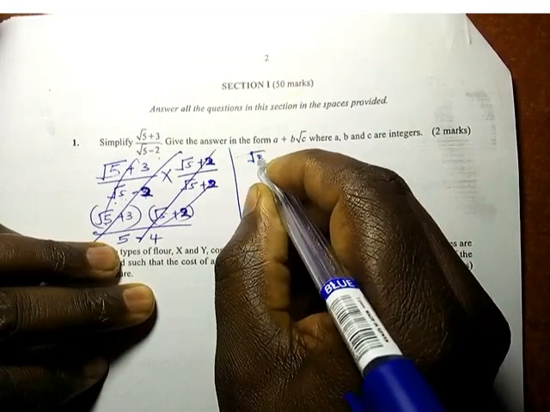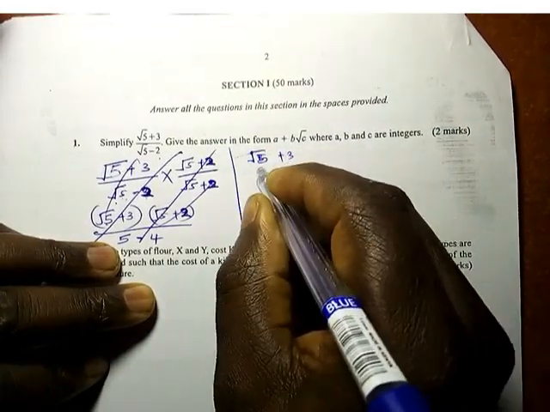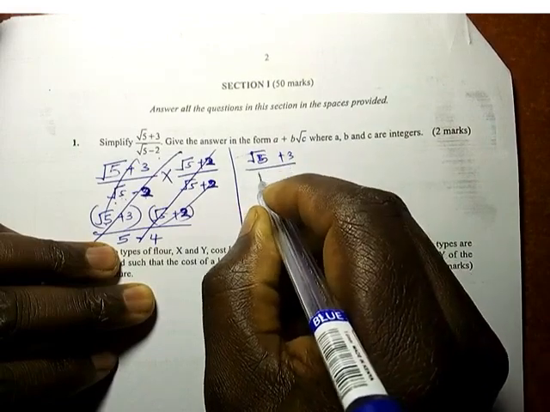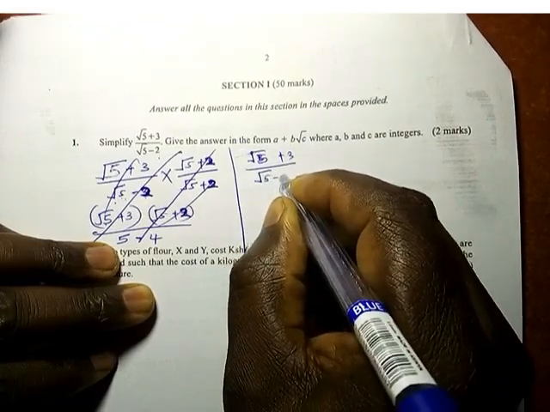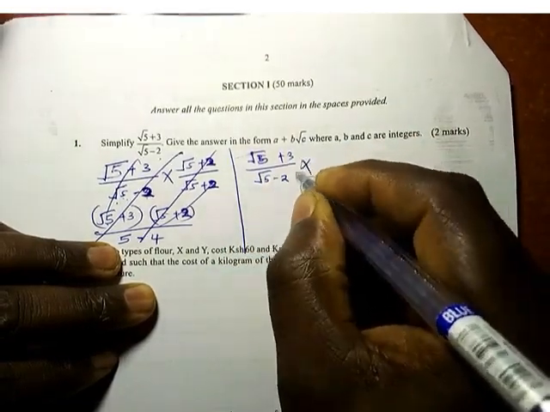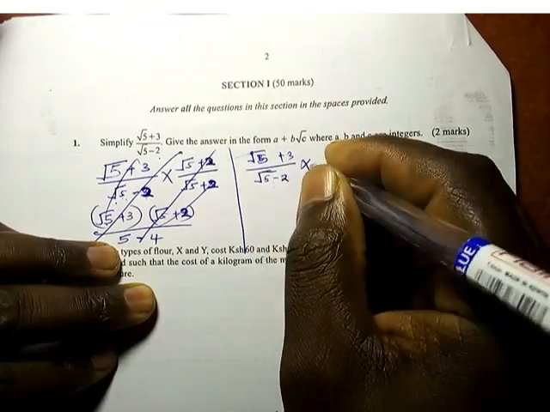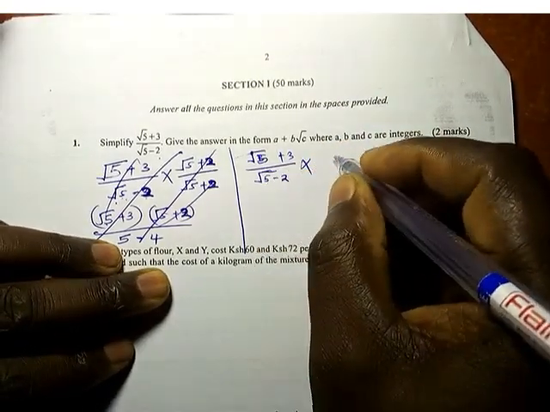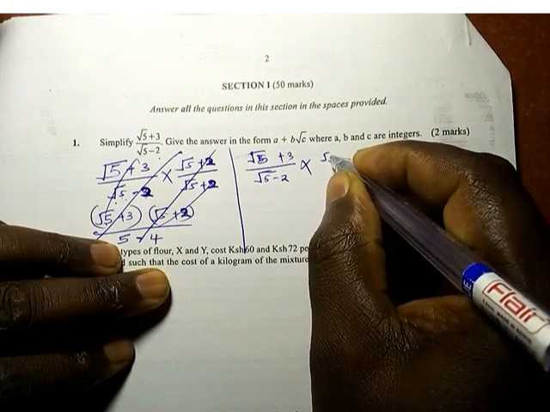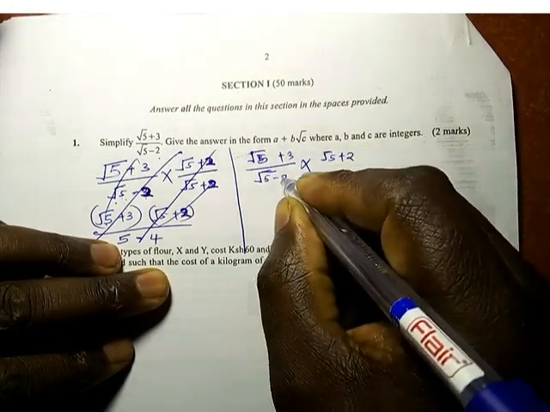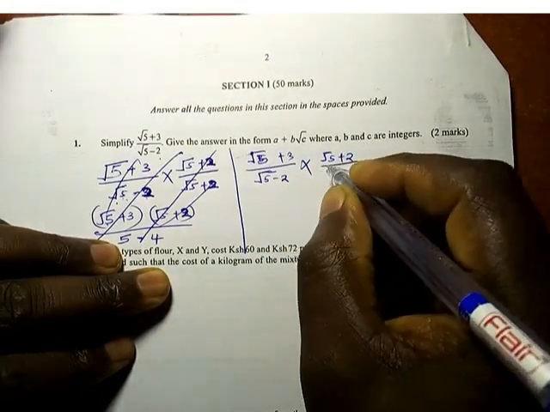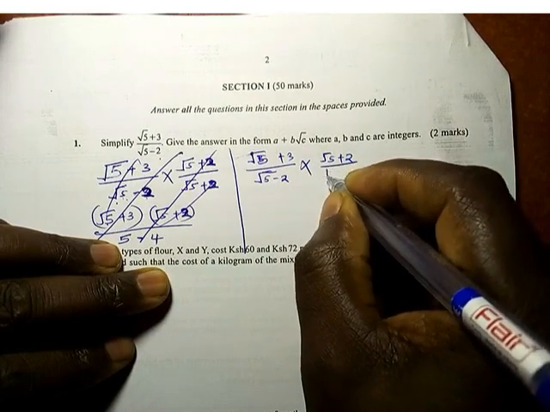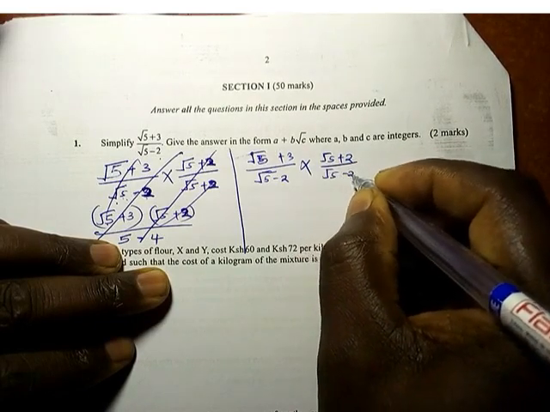Root 3 plus 3, divided by root 5 plus 2. You multiply by the conjugate of the denominator. The conjugate of the denominator here will be root 5 minus 2. That is the conjugate of this.